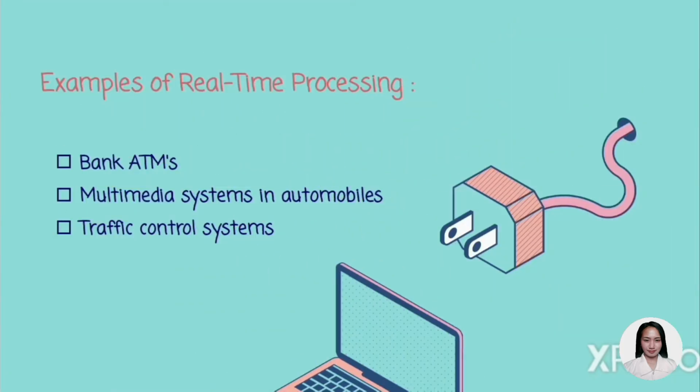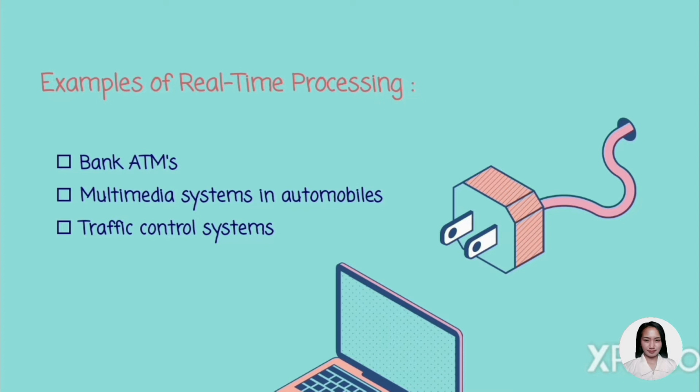So these are some examples of real-time processing: bank ATMs, multimedia systems in automobiles, and traffic control systems. If you think about it, nothing is really in real time. There will always be a slight delay. Even in the fastest real-time systems, there will still be a delay of 10 to the power of something seconds. So when we say real time, we're talking about processing that takes less time than a specified benchmark. This benchmark varies from system to system.